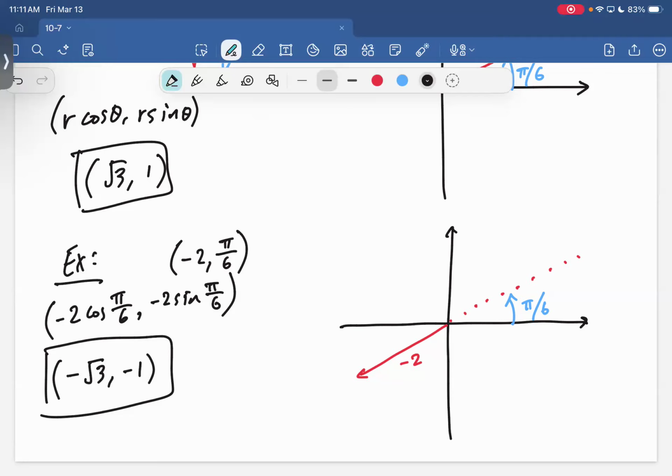Would it also be written as negative cosine 7 pi/6? Yes, that would be the same point. So the same point can have different representations in polar coordinates, unlike Cartesian coordinates, which are unique.